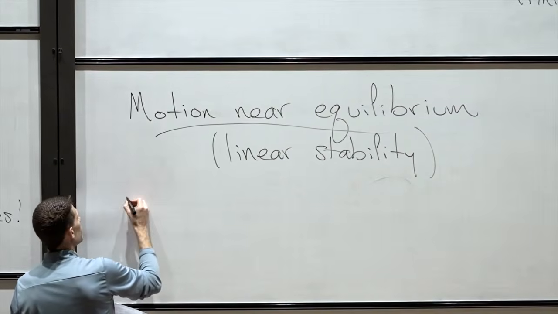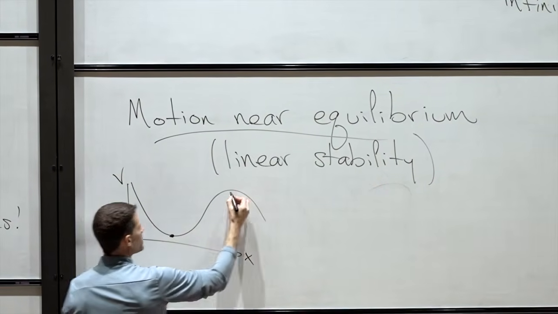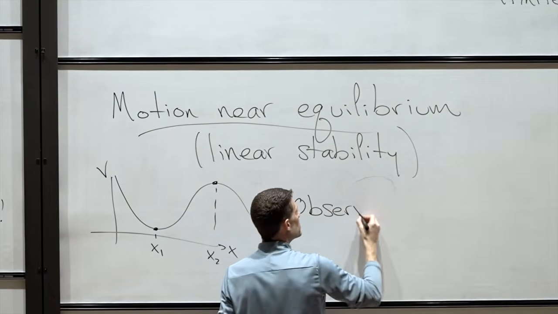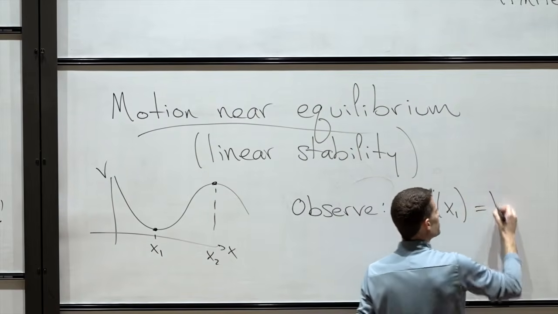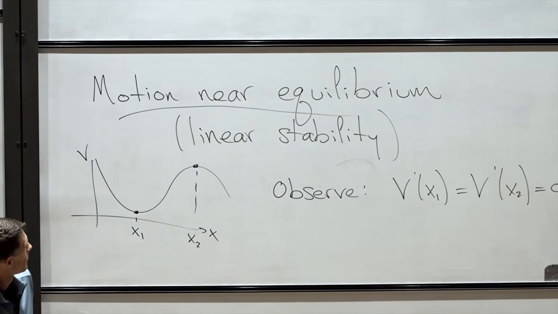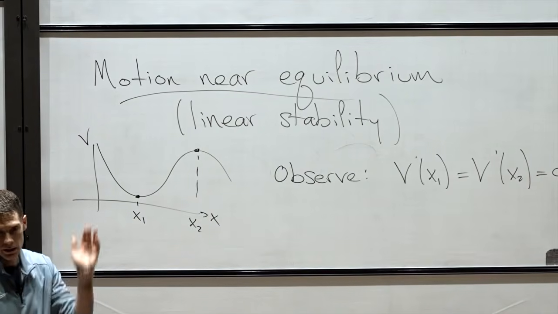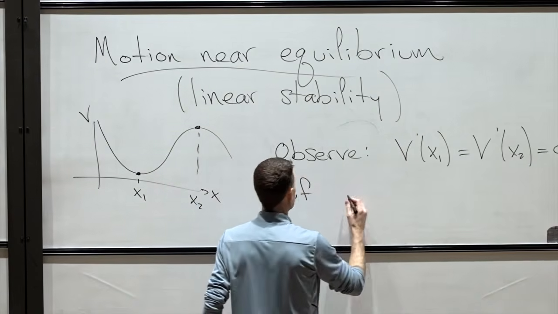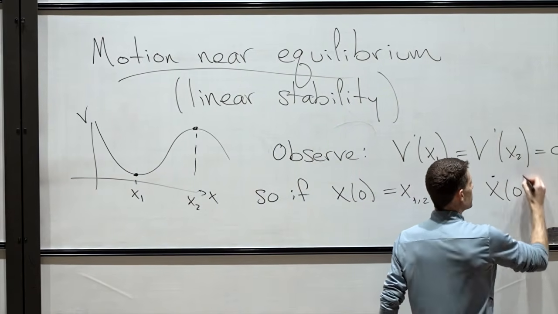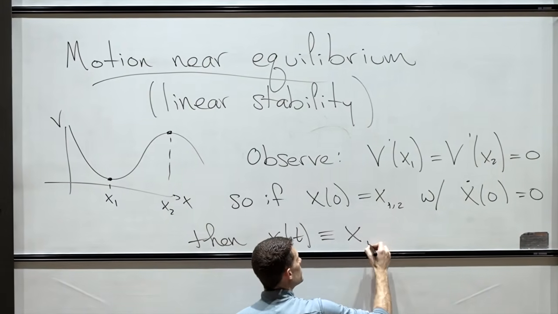So here's the idea. Draw one more v. There's a v of x. And note, if I call that point x1 and I call that point x2, we observe that v prime of x1 equals v prime of x2 equals 0. And what does that mean? It means that f is 0 at those points. And if f is 0 at that point, then if I start exactly at one of those points with no velocity, then nothing happens. x1 or x2 with x dot of 0, 0, for all time.